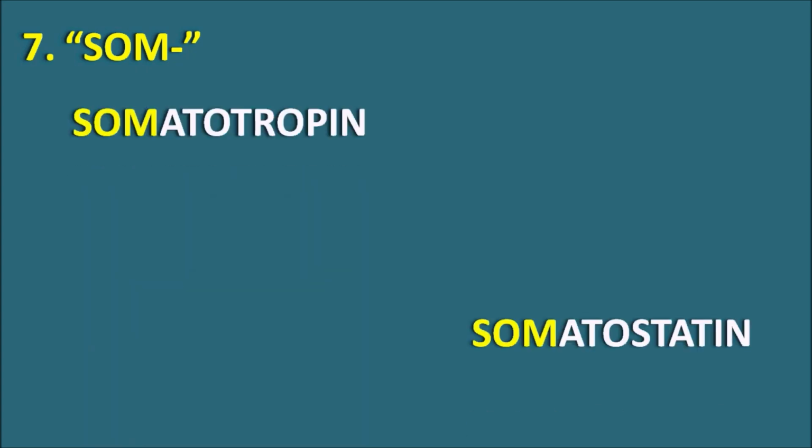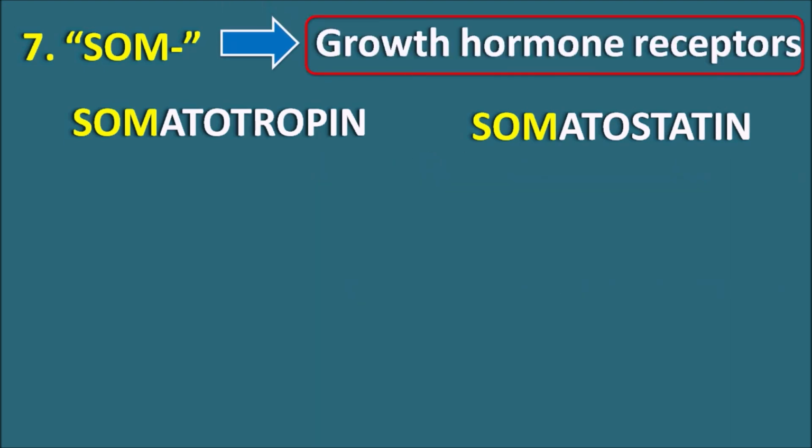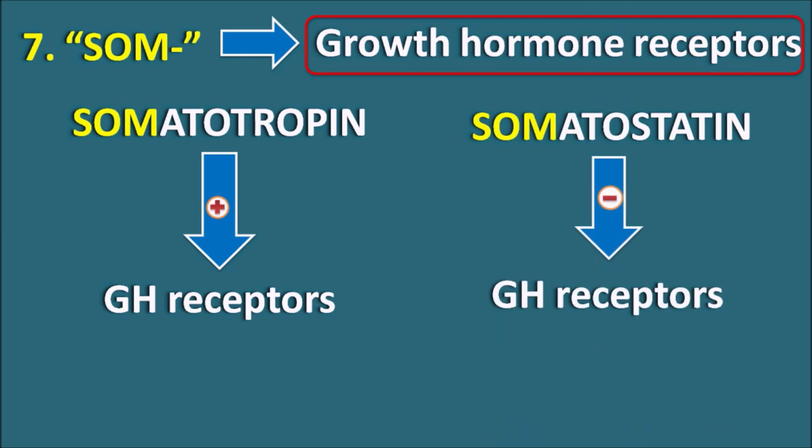Seventh one is the prefix SOM. Here we have two drugs, somatotropin and somatostatin. So here the SOM indicates these drugs are going to be acting on the growth hormone receptors. Again, here they may be either agonist or antagonist. For example, here somatotropin is going to increase the growth hormone action by acting on the growth hormone receptors, whereas somatostatin is going to inhibit the growth hormone action by acting on the growth hormone receptors.